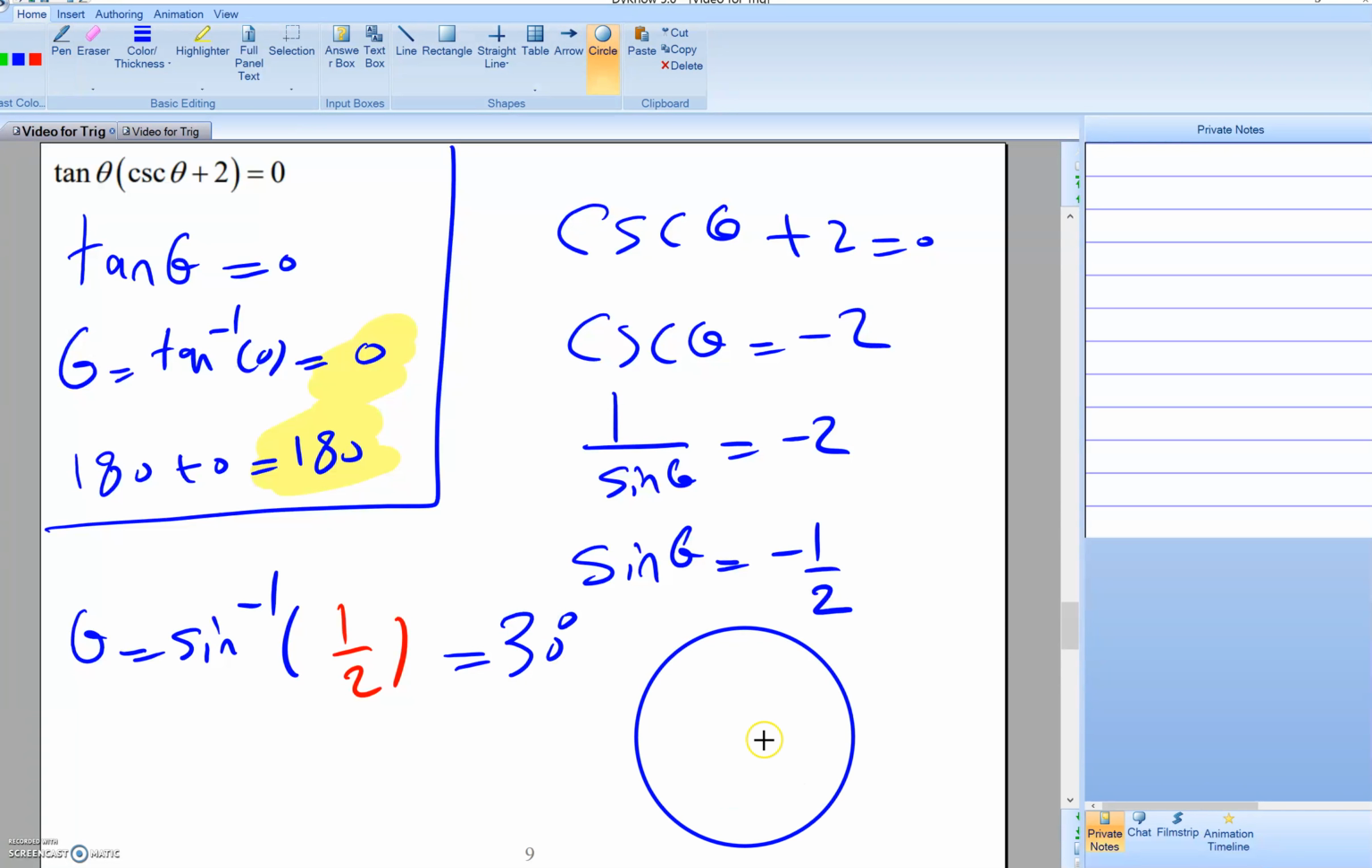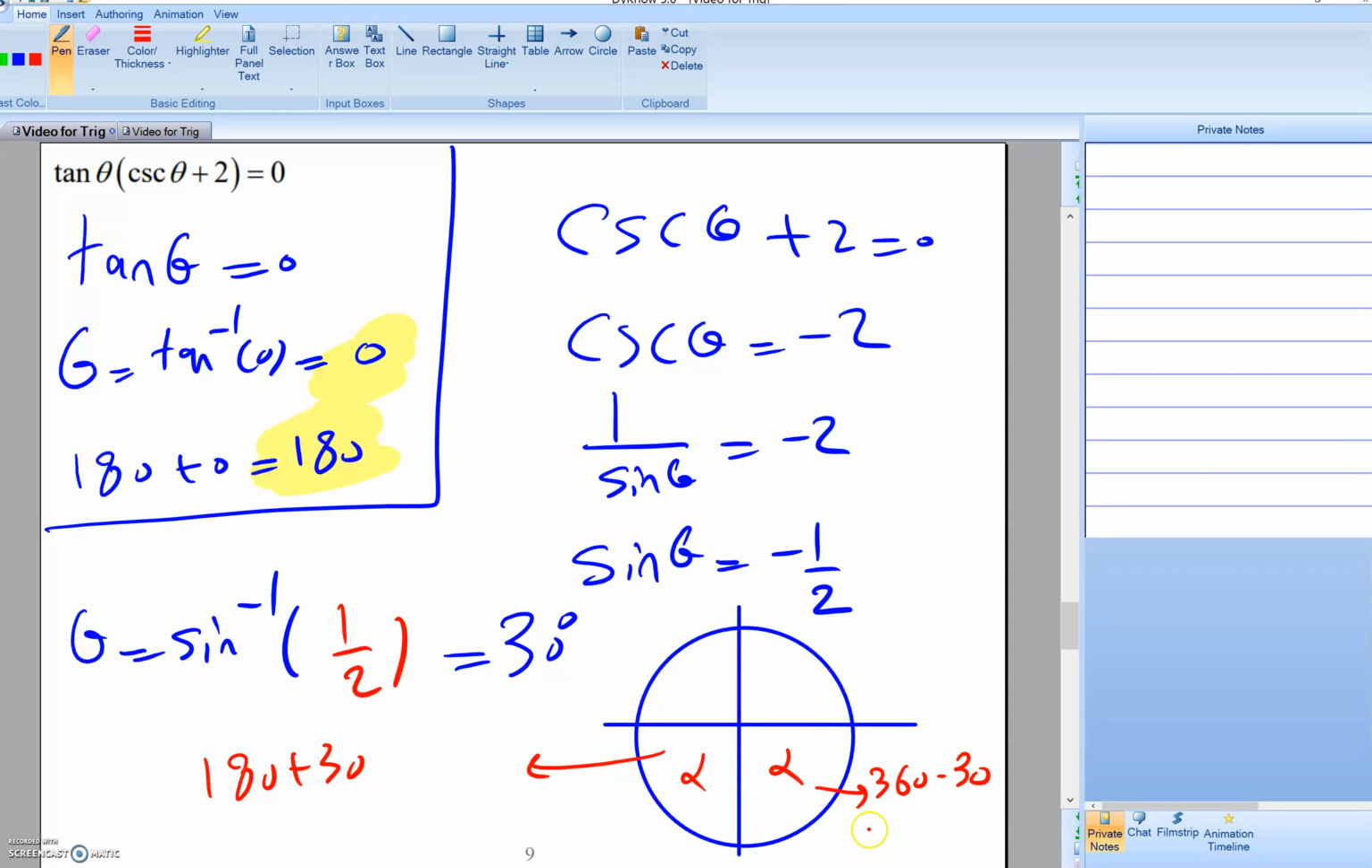I have to check. I make a circle. I make this. I make this. Based on CAST rule, sine is negative here. Sine is negative here and here. Okay, so one of my answers is 180 plus 30, and one of my answers is 360 minus 30, which is 300 degree and 210 degree. Okay, so I have 4 answers: 0 degree, 180 degree, 210, and 300.